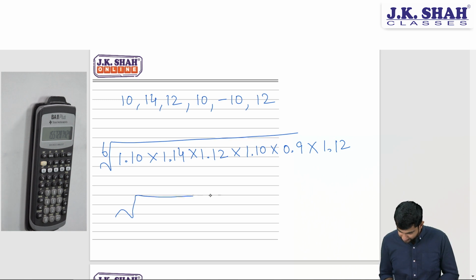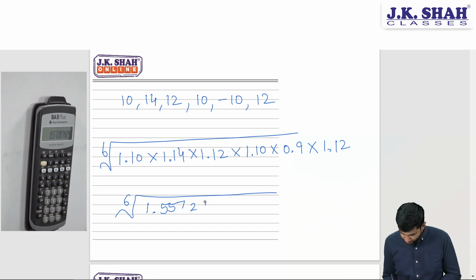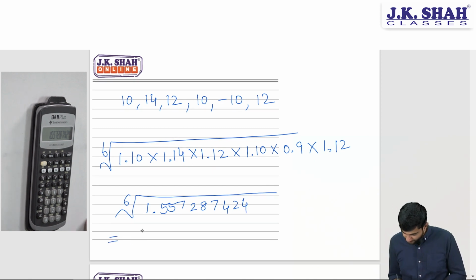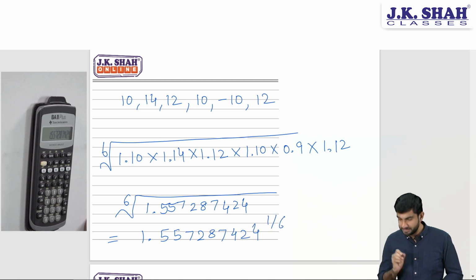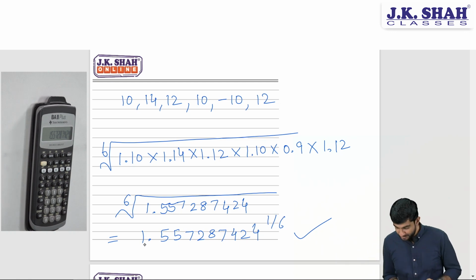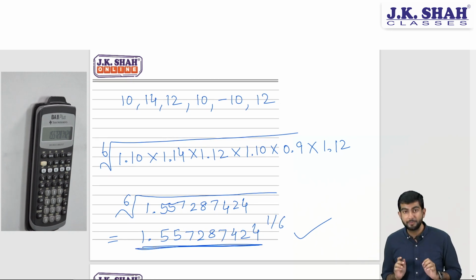So I'm getting a value of 1.557287.424. Now I have to take the 6th root, which means 1.557287.424 to the power 1/6. Now how to solve this thing on the calculator? Now this value is already appearing on my calculator.